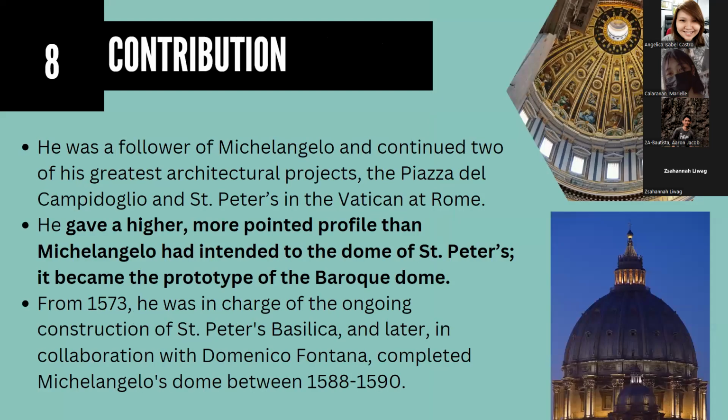Della Porta was a follower of Michelangelo and continued two of his greatest architectural projects, the Piazza del Campidoglio and the St. Peter's in the Vatican at Rome. Working with Domenico Fontana, the architect to Pope Sixtus V, Della Porta gave a higher, more pointed profile than Michelangelo had intended to the dome of St. Peter's, and it became the prototype of the Baroque dome.